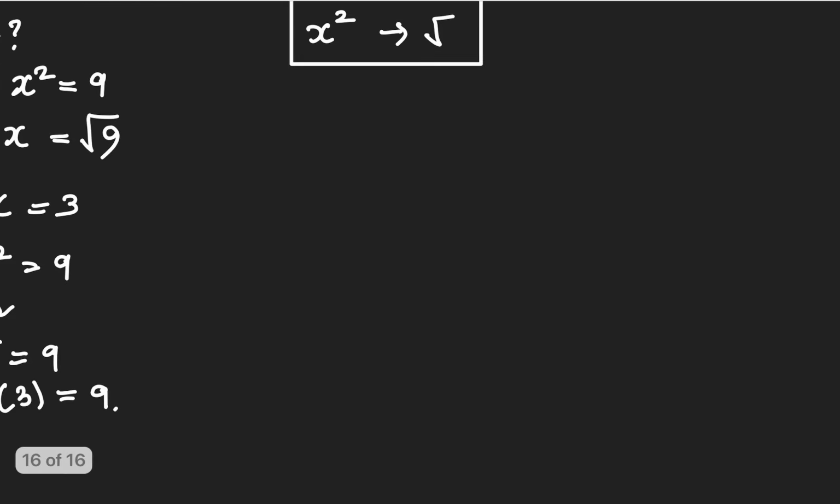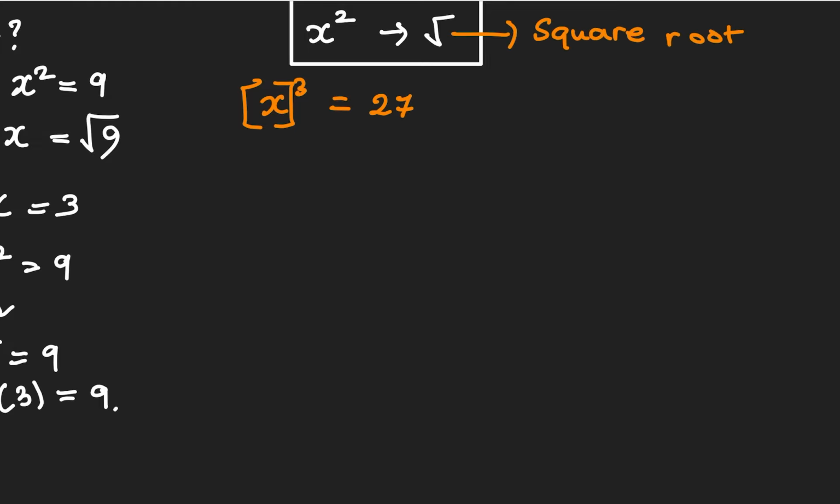Now let's start with a different example. Let's say x cubed is equal to 27. This is kind of different because we have a different exponent value, but it's the same way. To isolate x, we just cube root. This is called square root, and if we have a cubed value, we have a small 3 on our root, and this is called cube root.